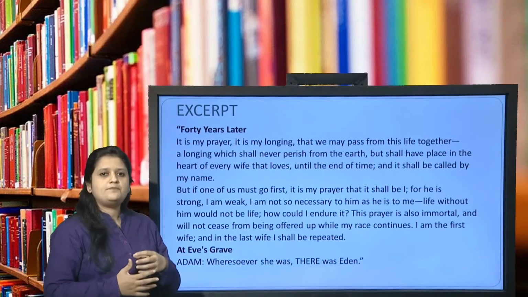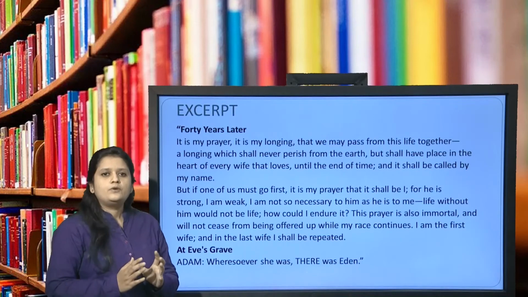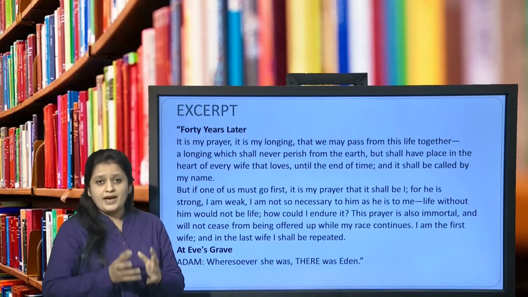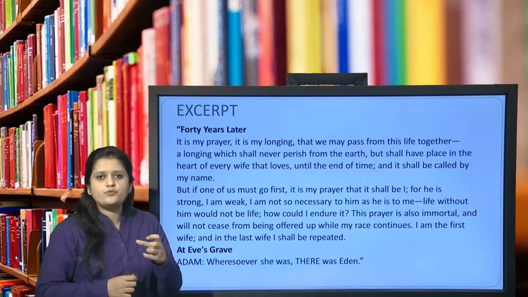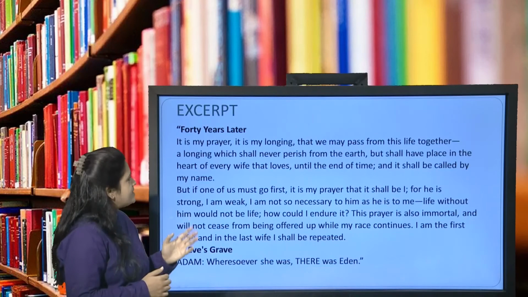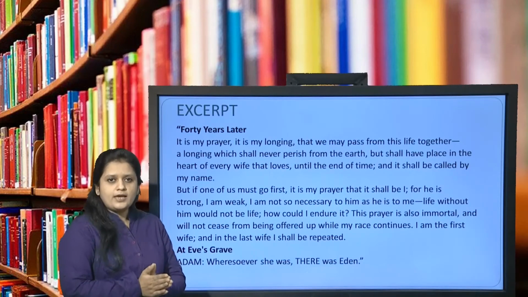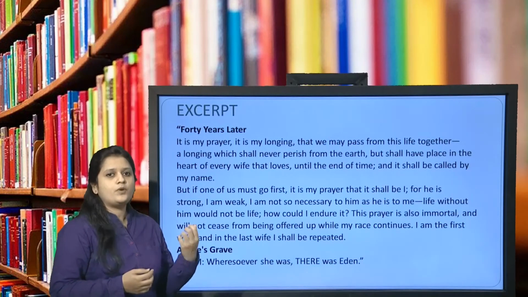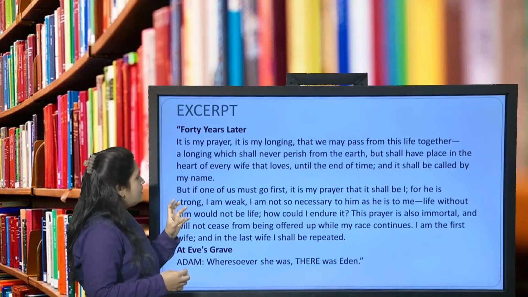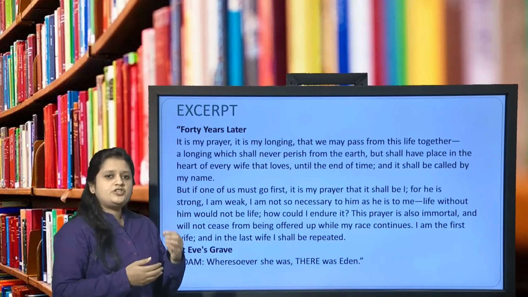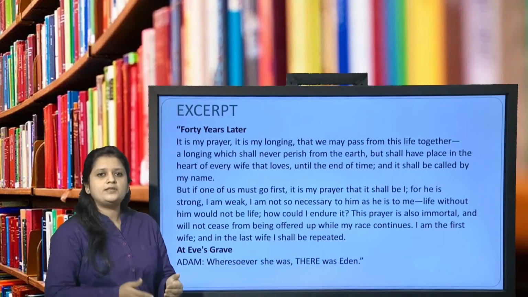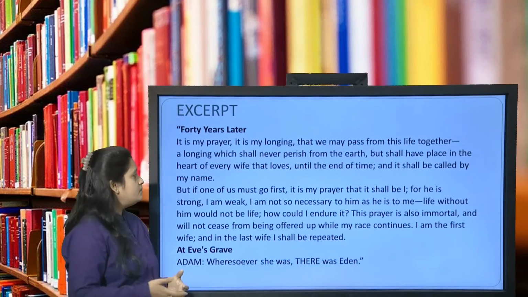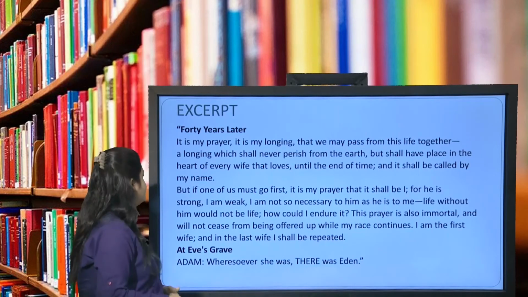So she, being the representative of women's tribe, or rather wives tribe, the first woman, Eve, says that it is my prayer and it is my longing that you and me, that is me and my husband, pass from this life together. And it is not only my wish, but it shall be the wish of every woman that follows me until the end of time, until the end of the universe or God's creations.